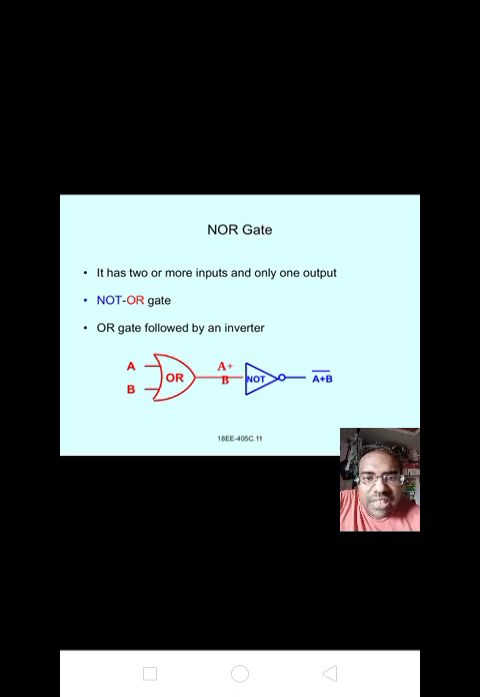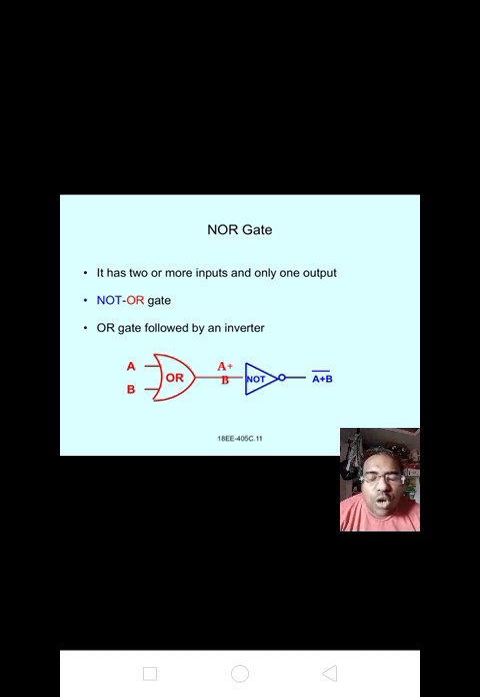Here I have given the simple arrangement of the NOR gate, that is, OR gate plus NOT gate. Here the inputs for the OR gate are A and B. We get the output Y equal to A plus B. That A plus B is again given to the NOT gate. Then we get the output Y equal to (A plus B) bar. Okay, it is the NOR gate.